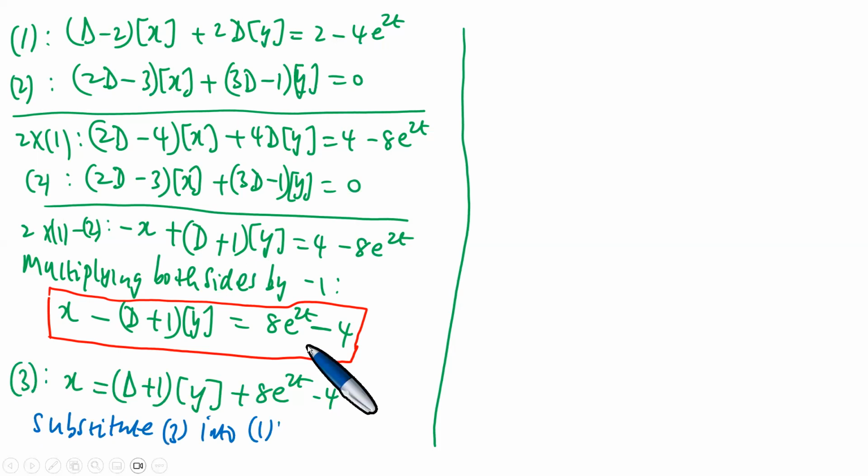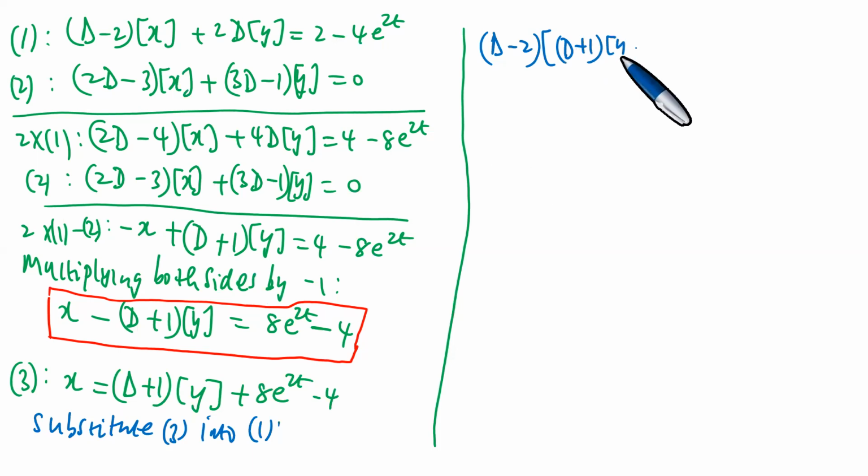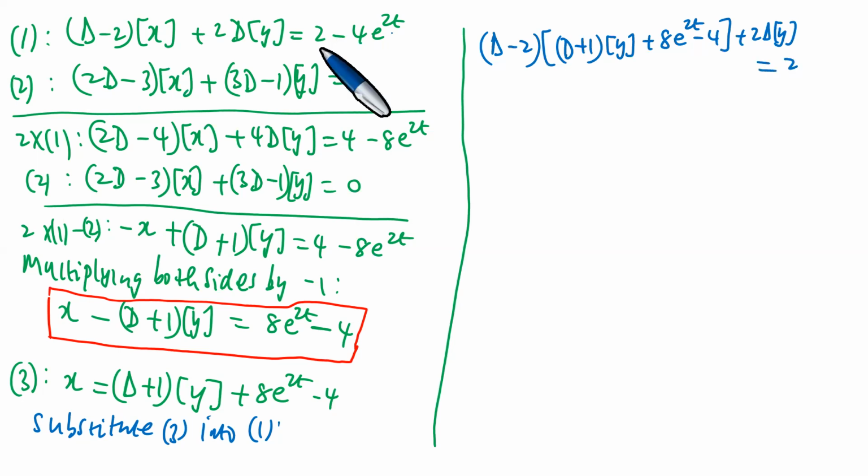Okay, there it is. If we do exactly that, we're going to have the following. Wherever there is x, we put that. So that's going to be (d minus 2). Wherever there is x, what do we put? We put this giant equation, (d plus 1) y plus 8e to the 2t minus 4, plus twice d operator on y. And this whole thing is actually equal to 2 minus 4e to the twice t.